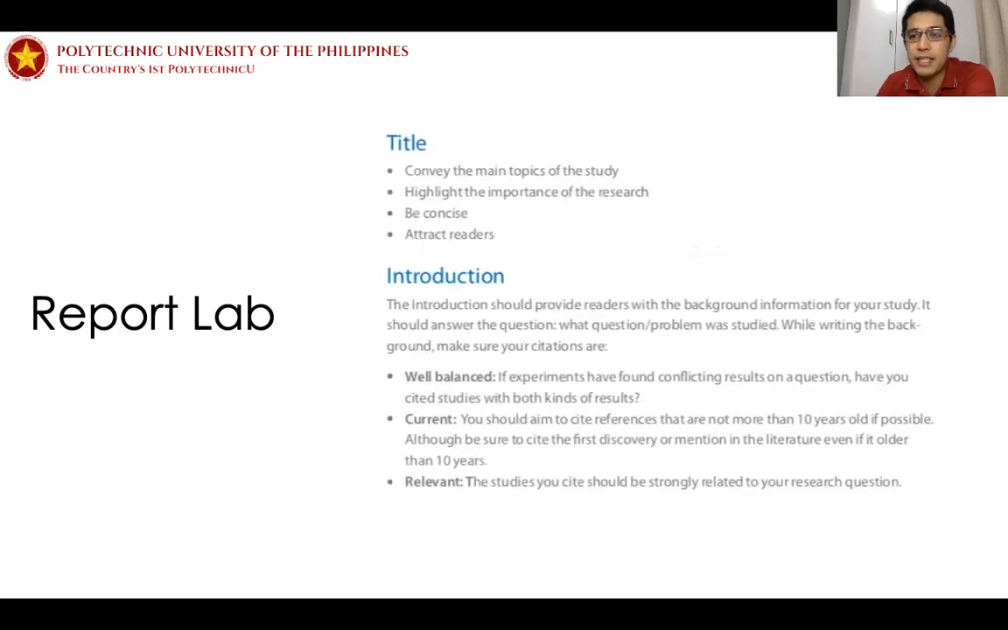The second item is the title. The title of an article, or the title of the report lab. Second, you have introduction. Introduction provides the readers the background information of the entire document, and it should answer the question, what was studied or what problem was studied. While writing the background, make sure that we are citing documents.